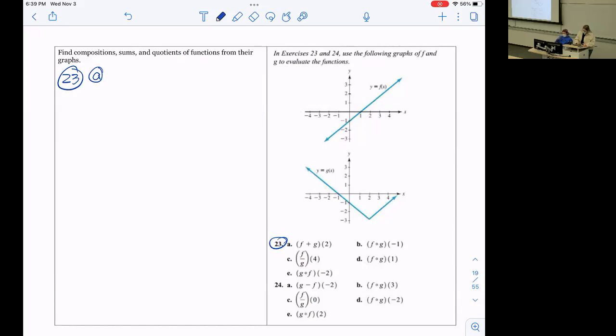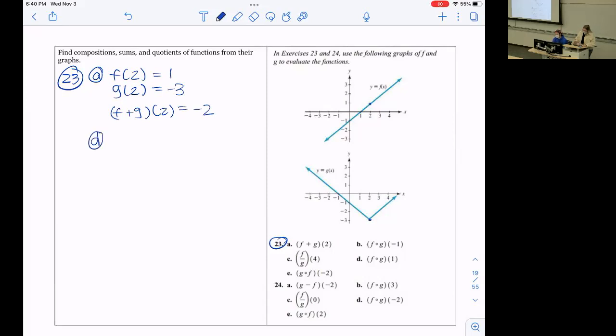So we want to find f plus g of 2. We can find f of 2 and g of 2 separately and add. So on this f function, f of 2 is 1. And g of 2 is negative 3. So f plus g of 2 equals -2.